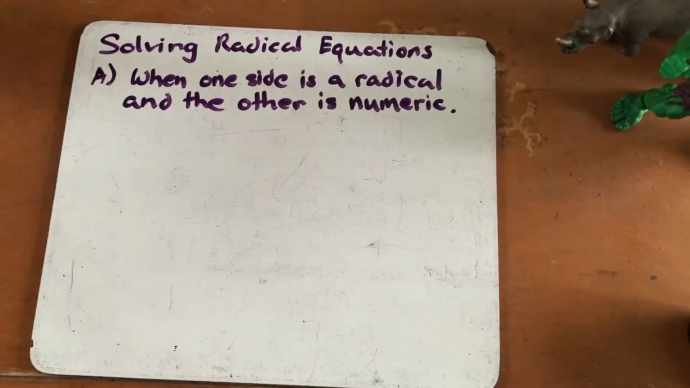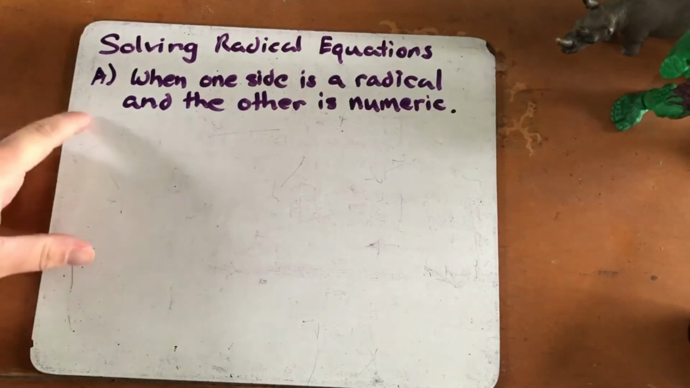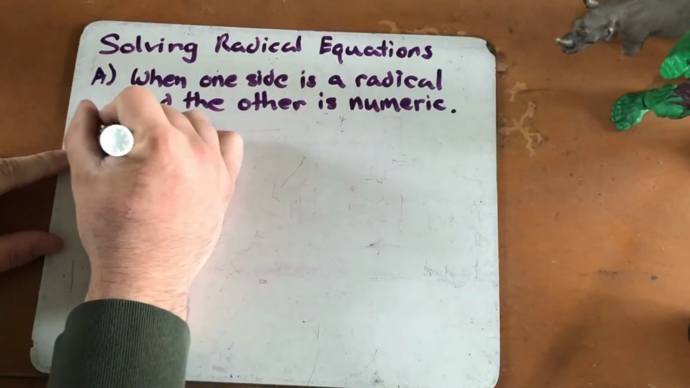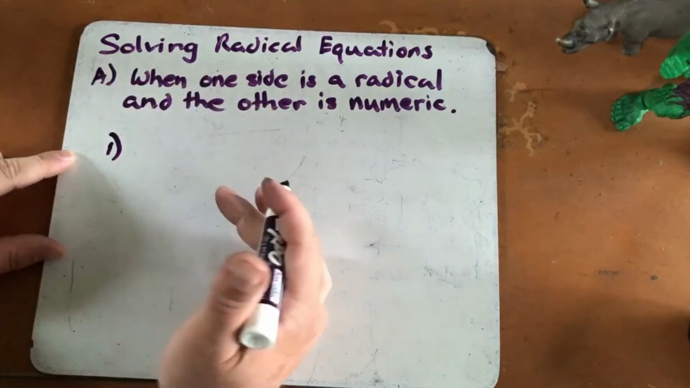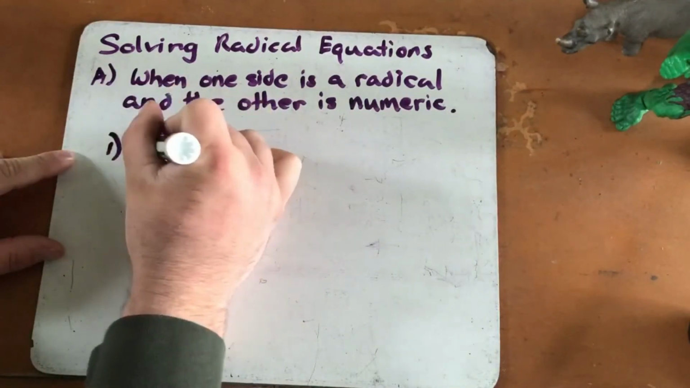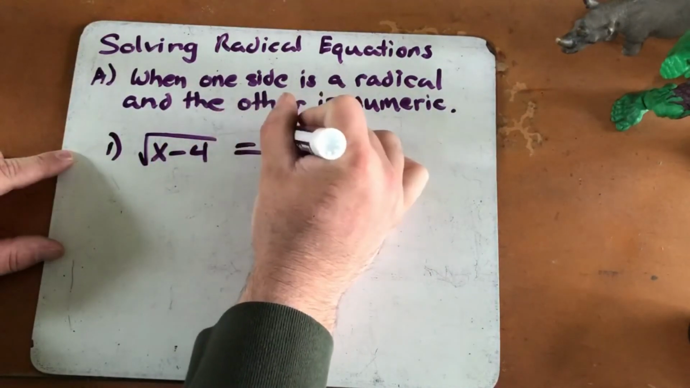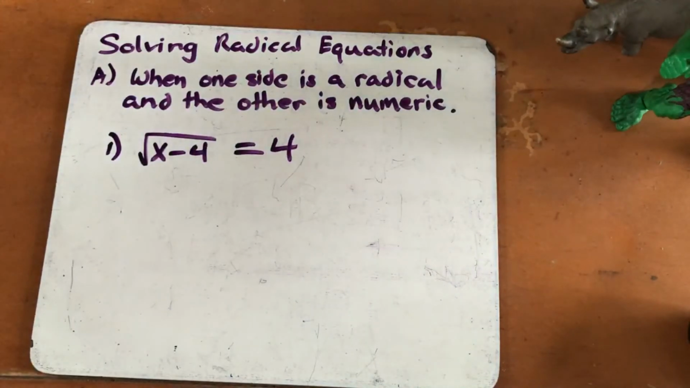Today we're going to look at solving radical equations, specifically 3 different setups of radical equations. The first we're going to look at is when one side is radical and the other is numerical. In other words, one of the sides of my equation is underneath a radical, so x minus 4, and the other side is not, but it's also just a number.